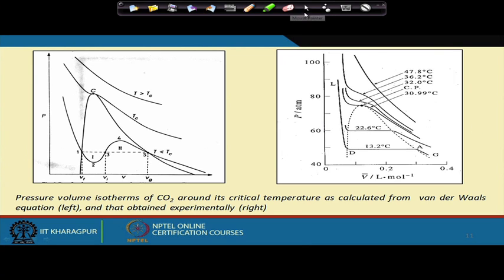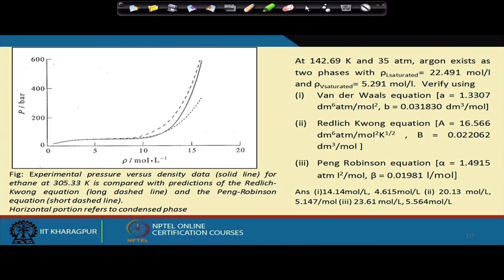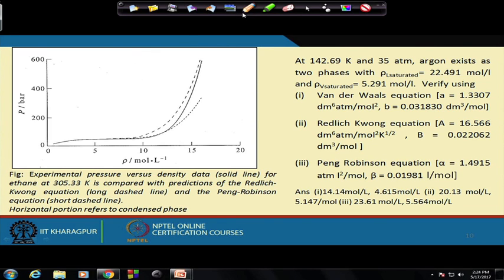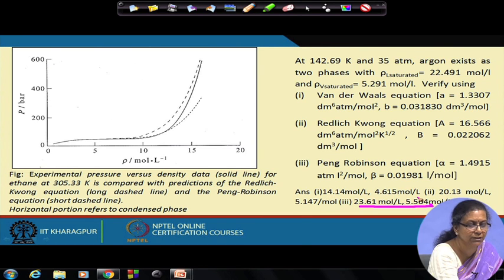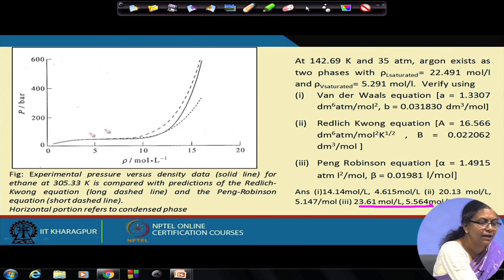If you compare the different equations of state, then what do you get? You get that for the Peng-Robinson equation of state, these particular values are closest to the experimental values. The Redlich-Kwong equation of state is slightly further off, and the van der Waals equation of state completely fails. This is what I have tried to show in this particular curve. The van der Waals equation could not be plotted because it was out of range.